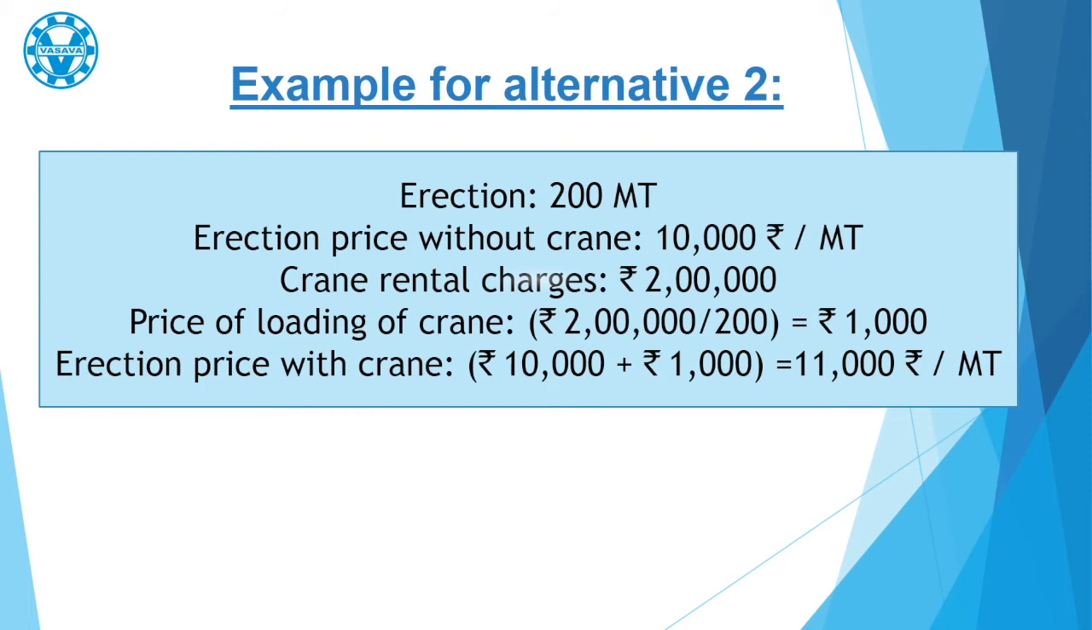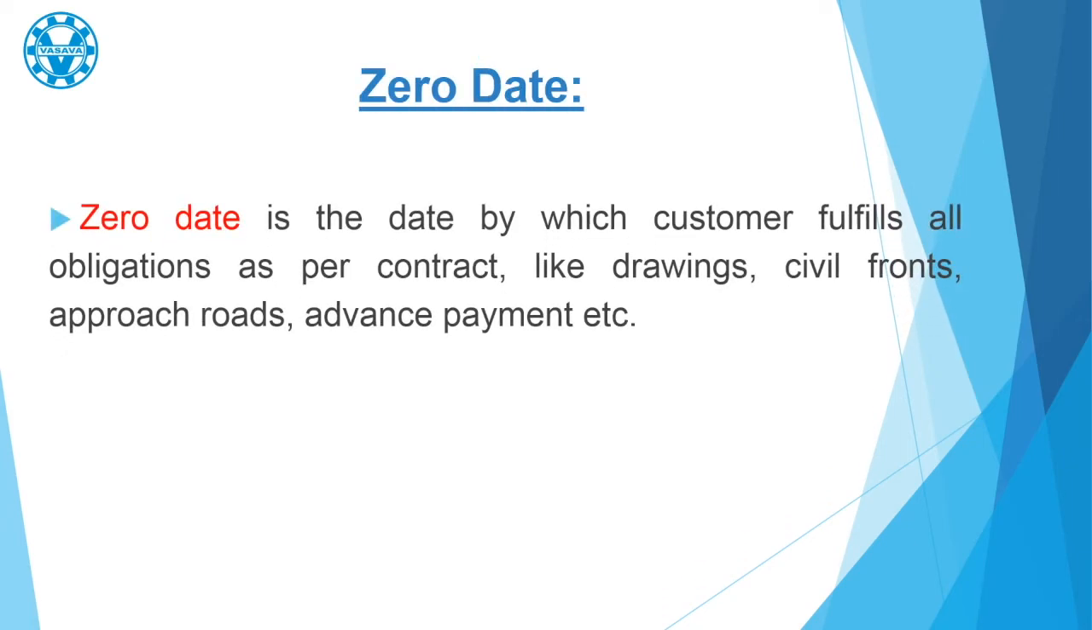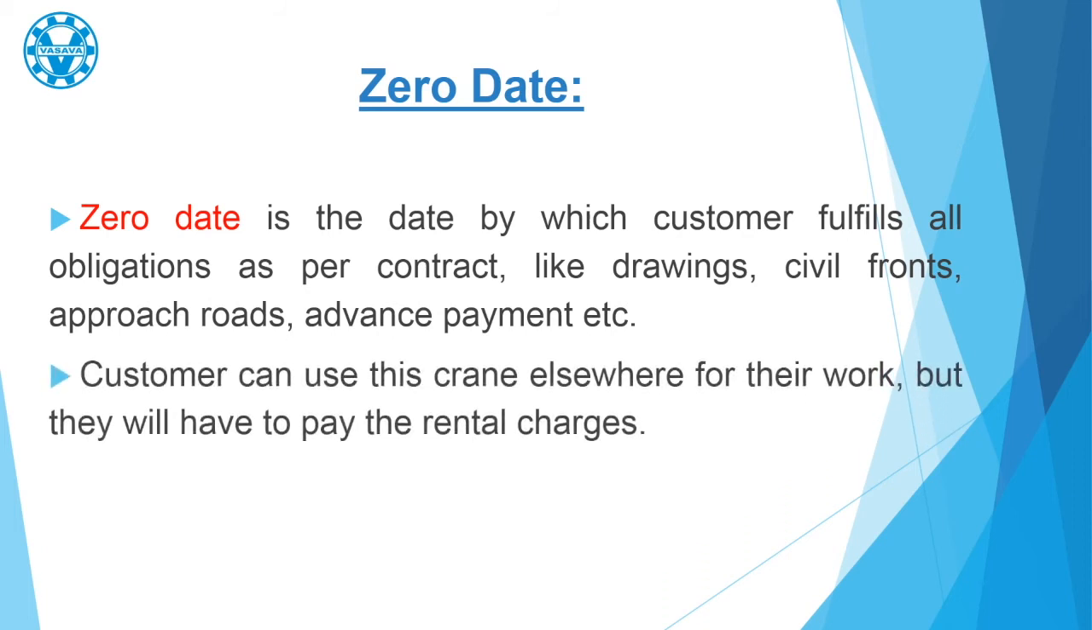In option 2, where the crane cost is included in the job, the customer should ensure that the contractor gets enough front for the crane. Otherwise the customer will pay the idle charges till the zero date. What is zero date? Zero date is the date by which the customer fulfills all obligations as per contract, like drawings, civil fronts, approach roads, advance payment etc. Also, if the customer wants to use this crane elsewhere for their work, then they will pay the rental charges. Under these conditions, the second option will be accepted by the contractor and enter into commercial negotiation.